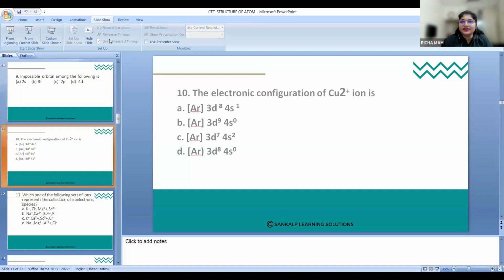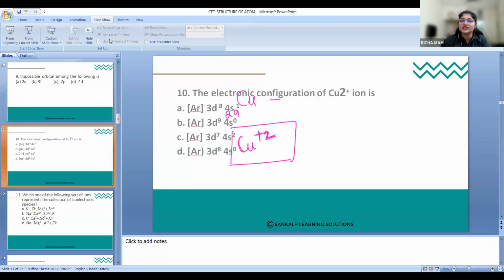The filling up of electrons starts from 1s. So copper is 29. What do you mean by copper +2, students? Copper +2 means they have lost 2 electrons. +2 means there is a loss of electrons. 2 electrons are lost. So copper is in its cation form. Cu +2 means 2 electrons are lost.